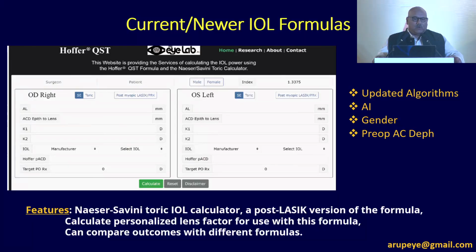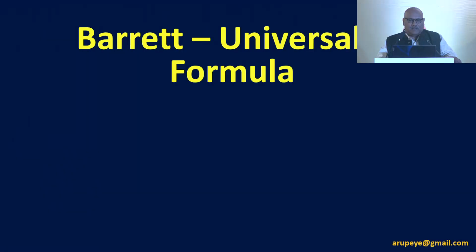So a word about Hoffer Q. Many people have been using Hoffer Q, but in fact, in my personal discussion with Ken Hoffer, he told me that Hoffer Q is something which he wants people to abandon, but people won't do it. So he updated this formula, Hoffer QST. It has updated algorithms, including artificial intelligence. It has taken gender into account, and there is preoperative anterior chamber depth. And this is also incorporated in the ESCRS site. I'll come to it later on.